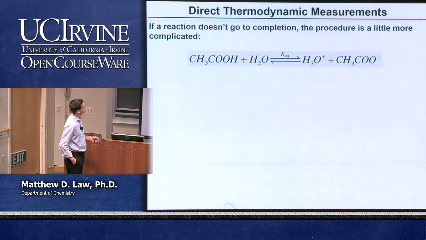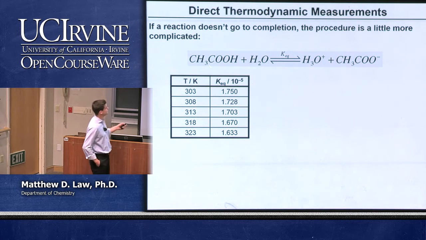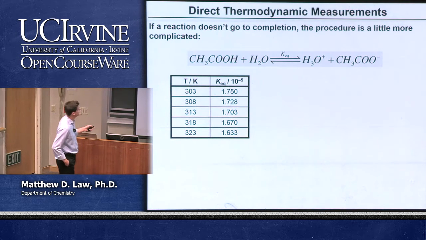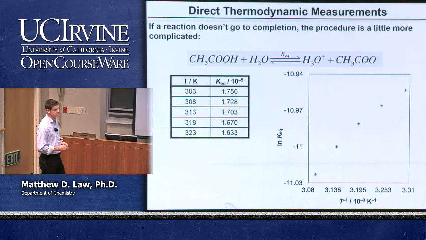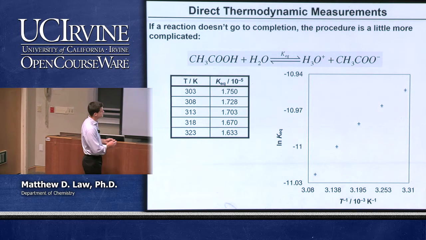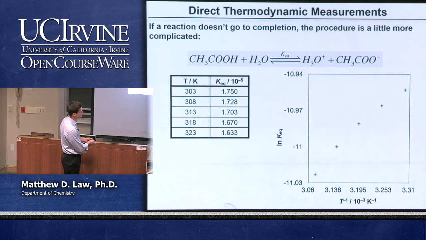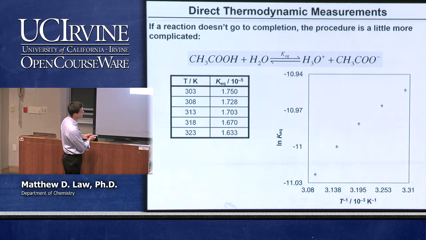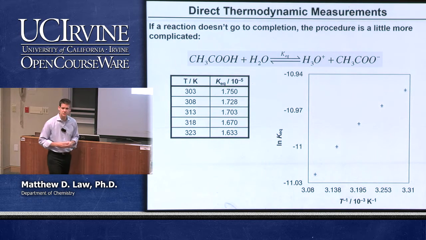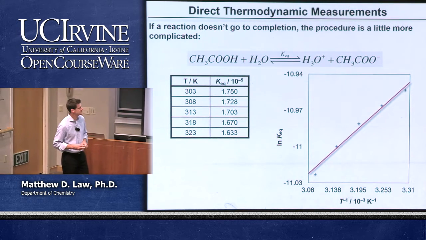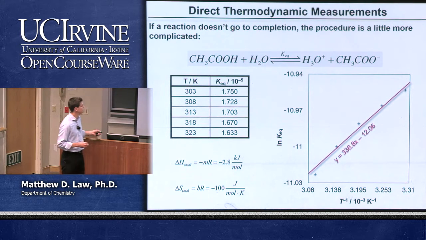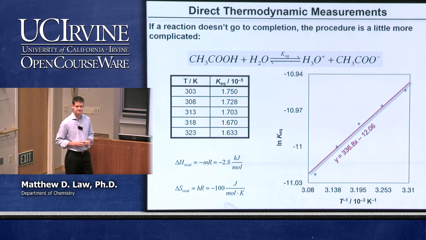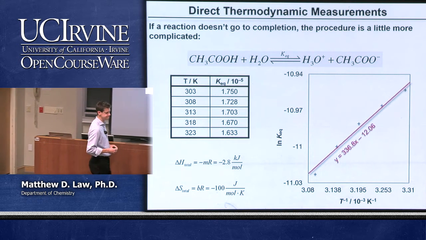So let's do that for a simple example like this acetic acid example. So you can measure at different temperatures. Not a very wide temperature range is necessary. Different equilibrium constant values. We can plot those with the Van't Hoff equation plot. So this is T to the minus 1, ln of K. And you get this fairly linear relationship. Fit a line to that, extract out the slope and the intercept for the line, and then we can determine what delta H is and what delta S is. So this is another way to do it.